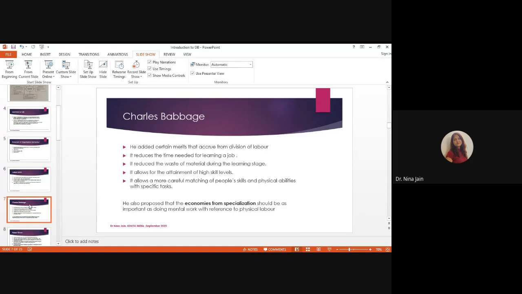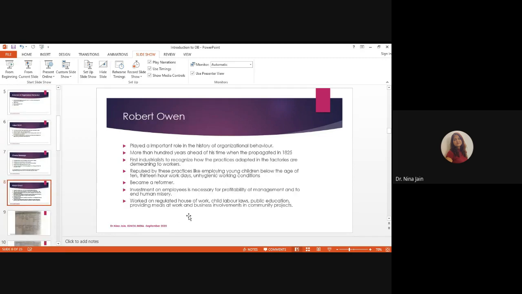Why did we divide the one organization into various specializations? Because Charles Babbage said that if you specialize in one specialization, then your skill and physical ability will increase with specific tasks. Previously, we had one doctor who treats everything, right? So now we have specialized doctors for gynecology, specialized doctors for orthopedics, specialized doctors for the heart, brain, neurologist, and all. So he was trying to say at that time, 100 years back, that you should specialize in particular tasks. Clear?